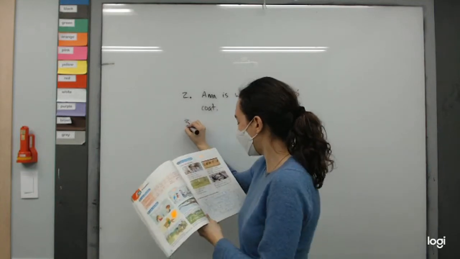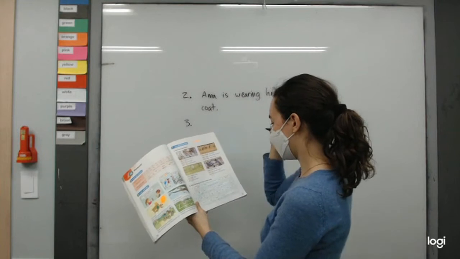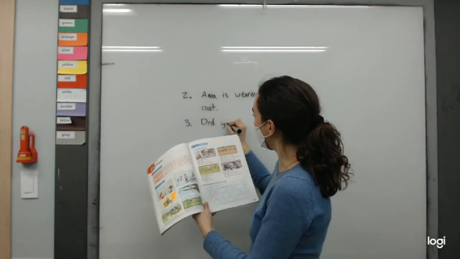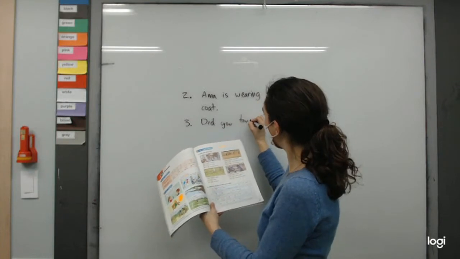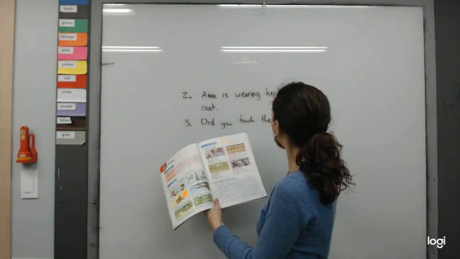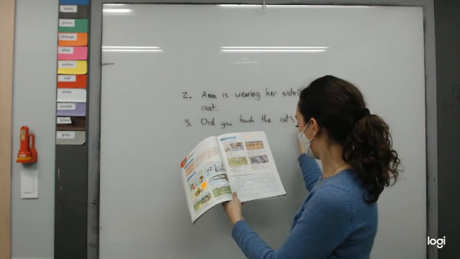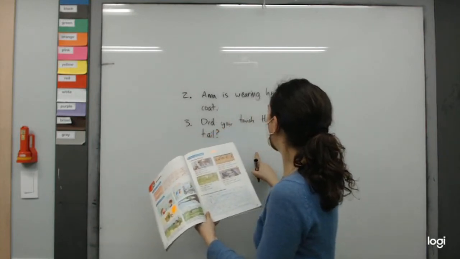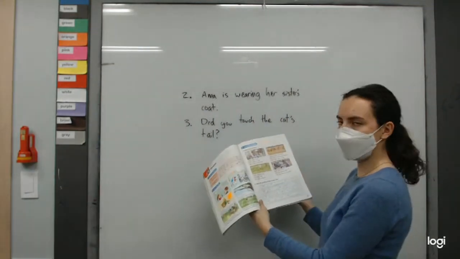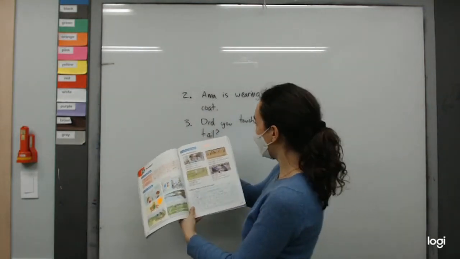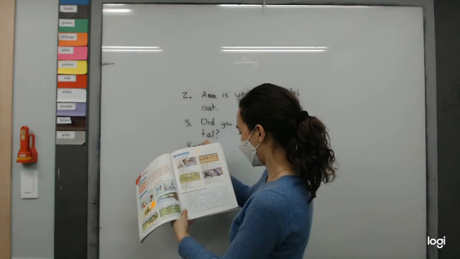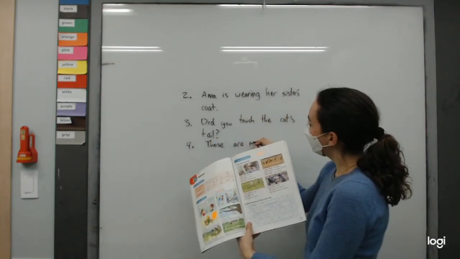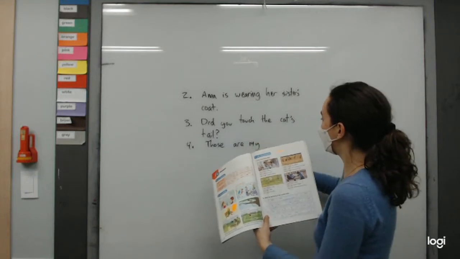And number 3, we can say, did you touch the cat's tail? Did you touch the cat's tail? And number 4, last one. Those are my uncle's boots.